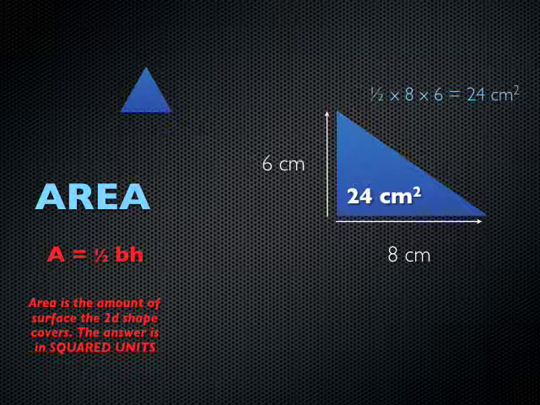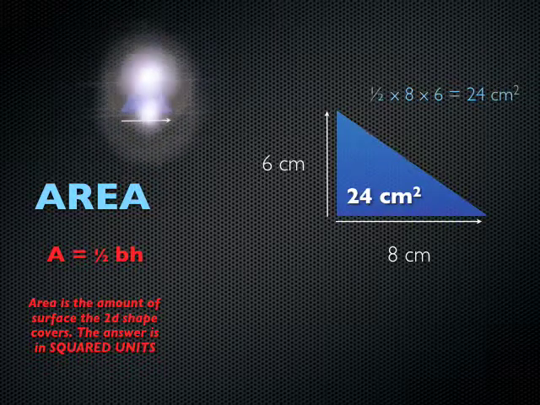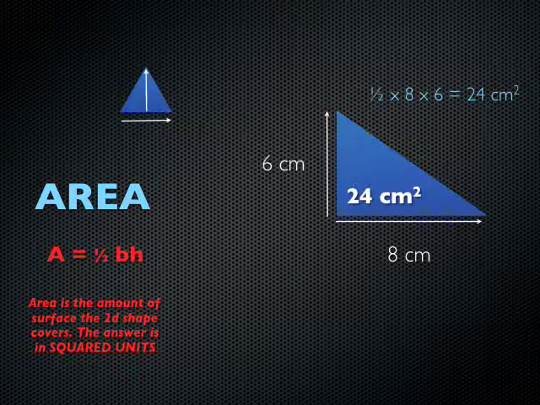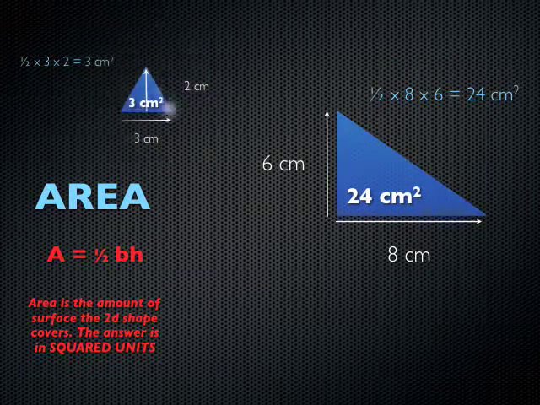With the small triangle on the top left-hand corner, the base is there and the height is there. And in this case, our base is 3 centimeters and our height is 2 centimeters. So applying the equation, a half base times height, a half times 3 times 2, well, a half times 3 is 1.5, and 1.5 times 2 is 3. And again, our answer must be squared, so the answer is 3 centimeters squared.